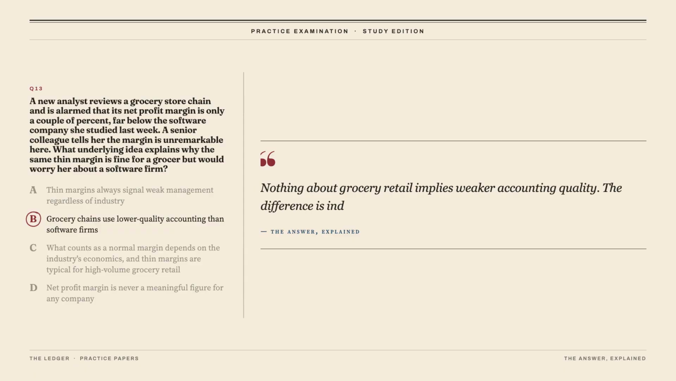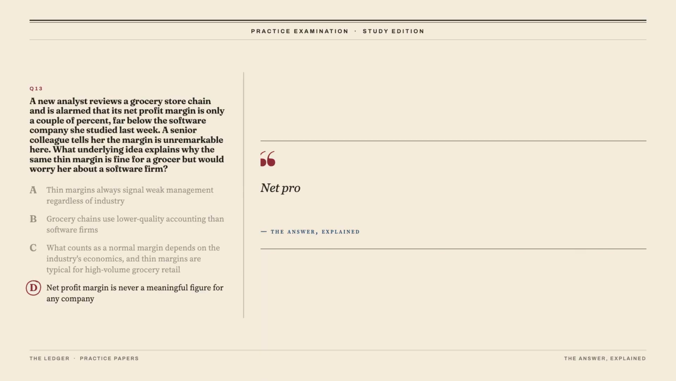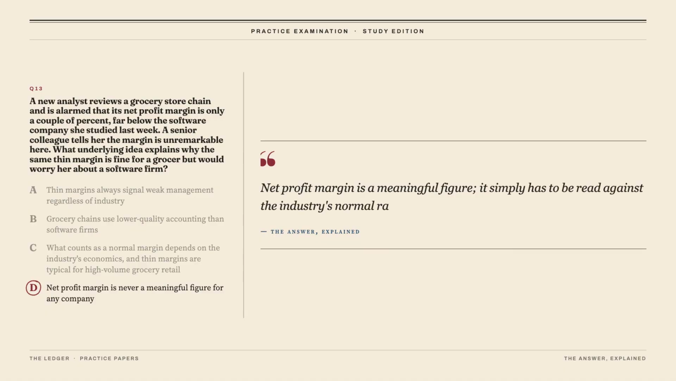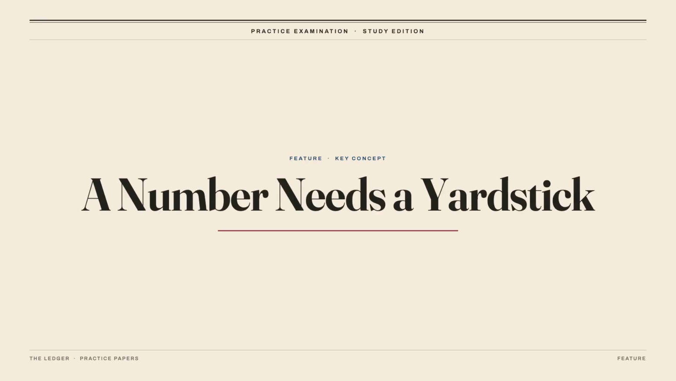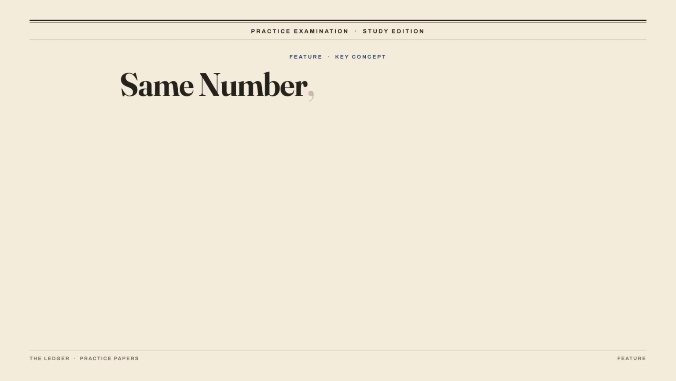The difference is industry economics, not reporting reliability. D is wrong because net profit margin is a meaningful figure. It simply has to be read against the industry's normal range rather than a single universal benchmark. A grocery chain reporting a 2 or 3% profit margin might sound like a disaster if you're comparing it to a software company. But that alarm is misplaced because a number only means something once you measure it against what's normal for its own industry.